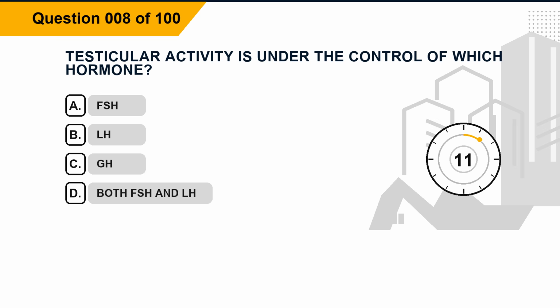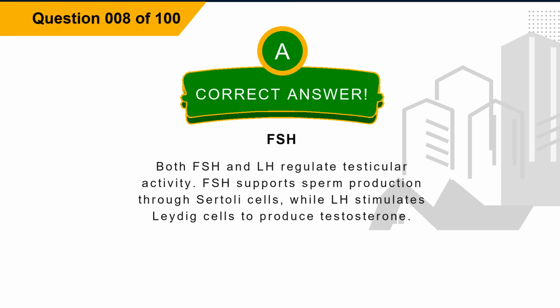Question 8. Testicular activity is under the control of which hormone? Option A, FSH. Option B, LH. Option C, GH. Option D, both FSH and LH. The correct answer is option A, FSH. Explanation. Both FSH and LH regulate testicular activity. FSH supports sperm production through Sertoli cells, while LH stimulates Leydig cells to produce testosterone.